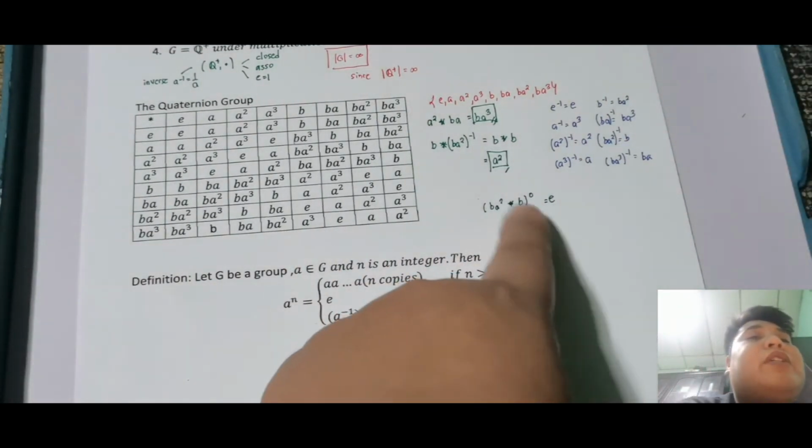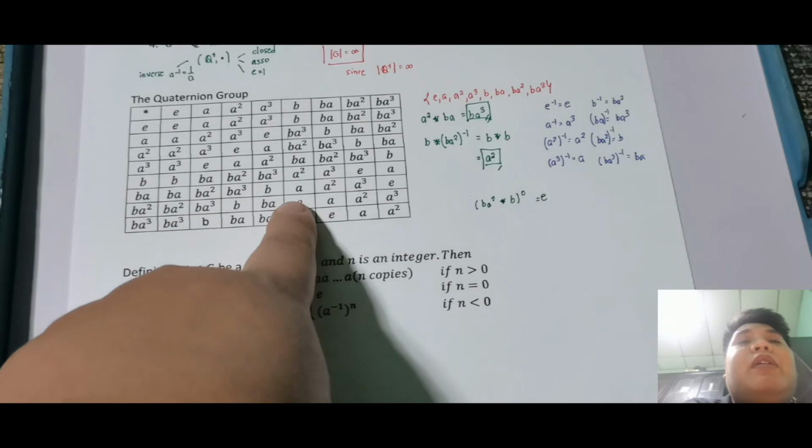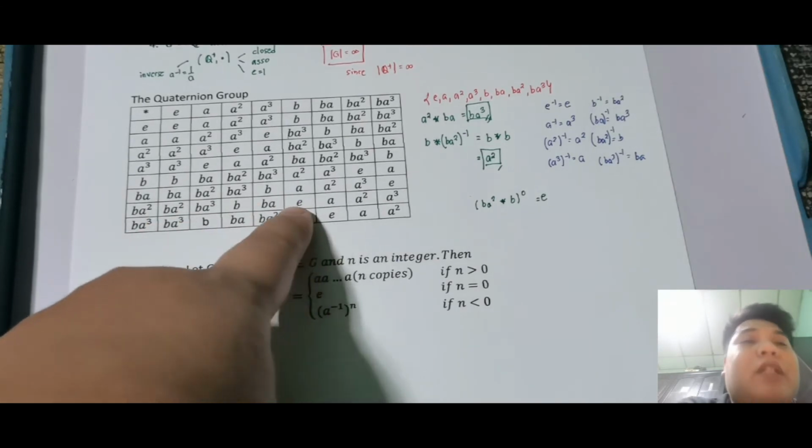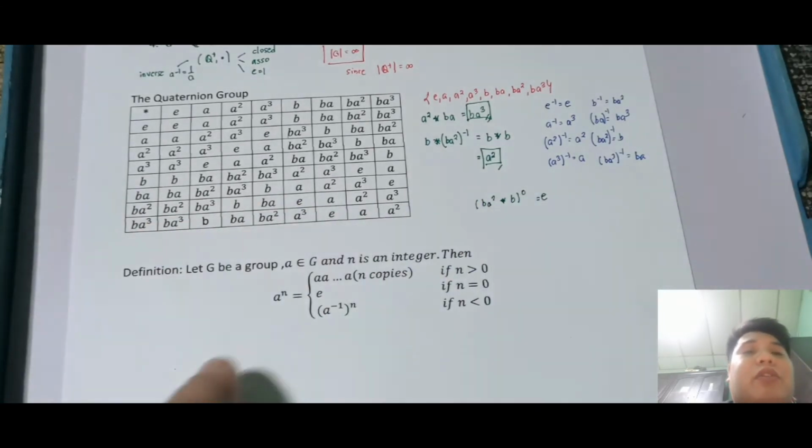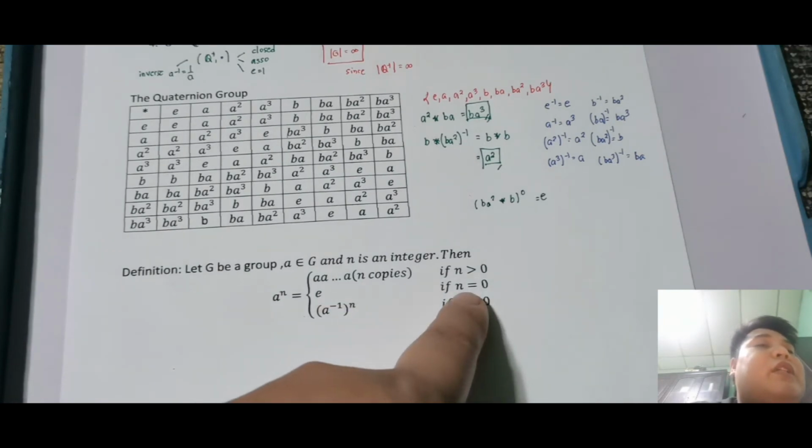Okay, kahit kunin mo yung B A squared times B, no? So, B A squared times B, E raised to 0 is just E pa rin. So, yun yung goal ni A raised to N pag N is equal to 0.